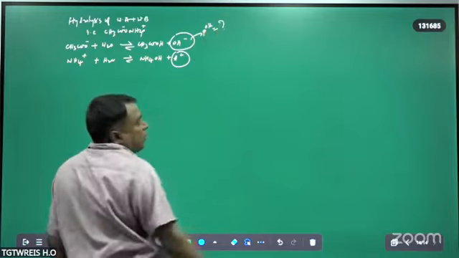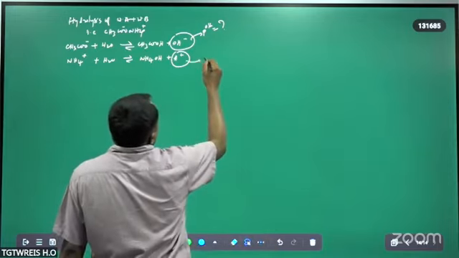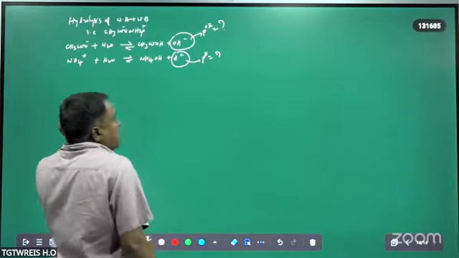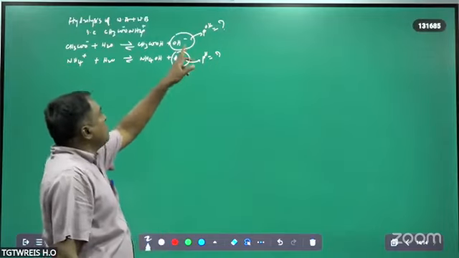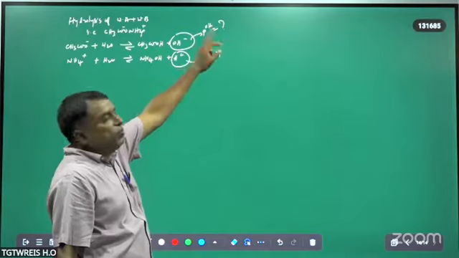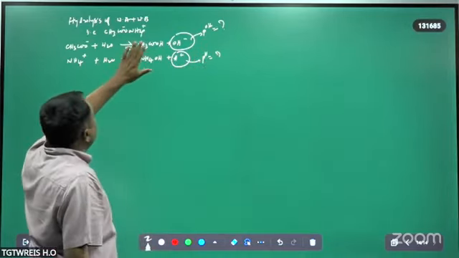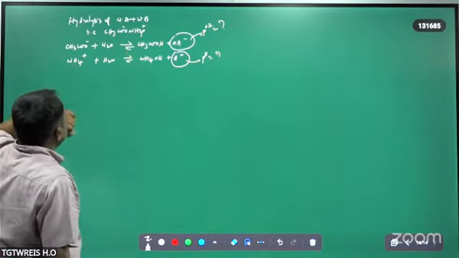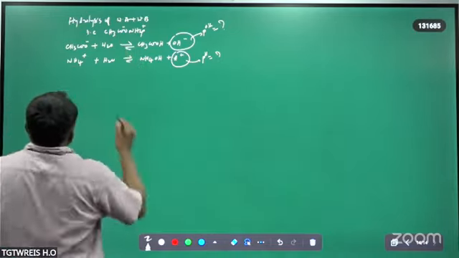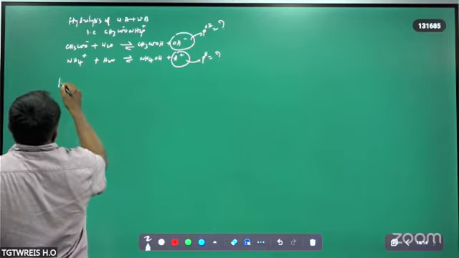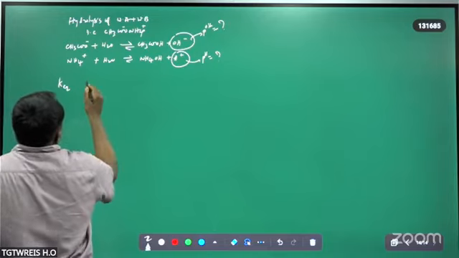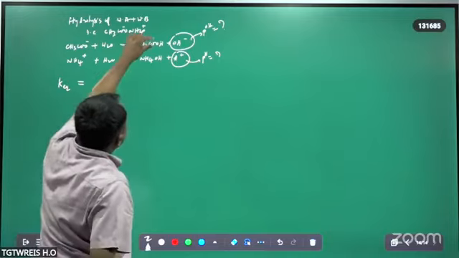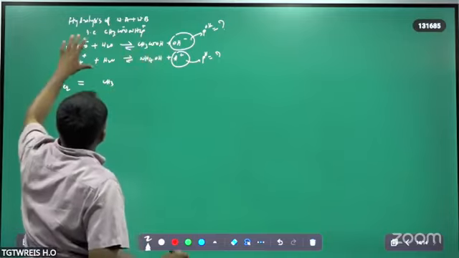Therefore, we have to calculate the pOH. What is the pOH of the solution, and what about the H plus of the solution? For H plus we have pH as well as pOH, and for OH minus also. Therefore, we have to calculate both pH and pOH for this solution. First, what about the equilibrium constants for these two equations? We combine these two equations.